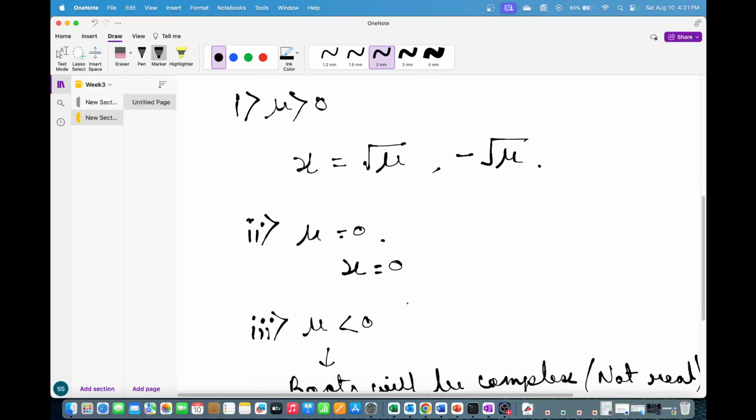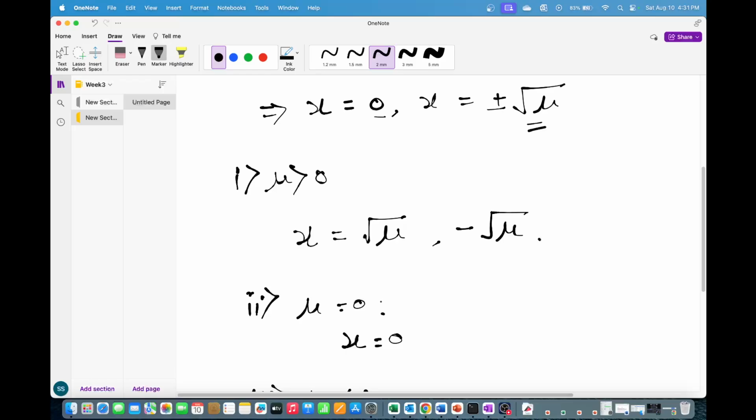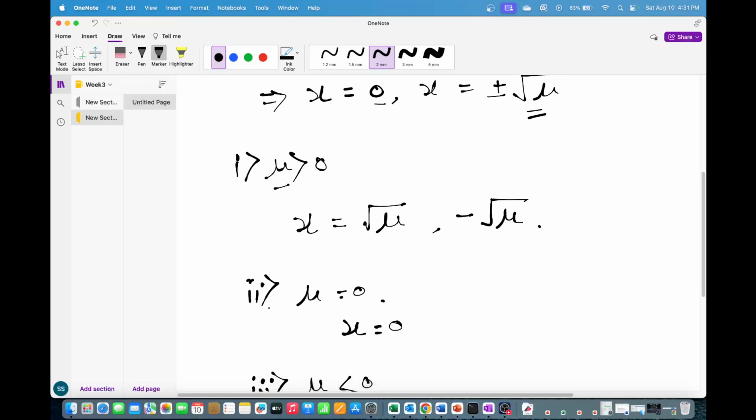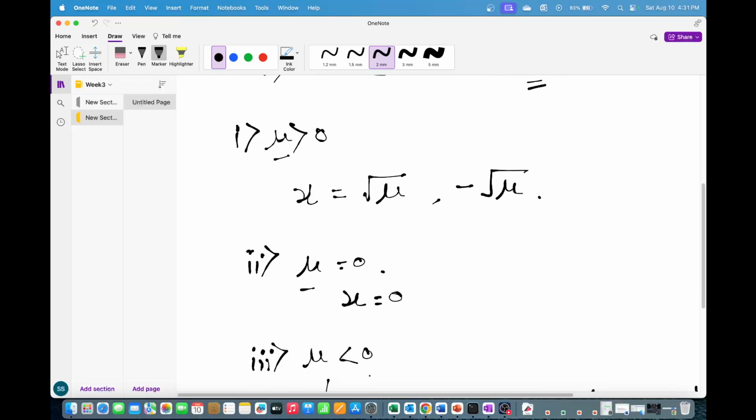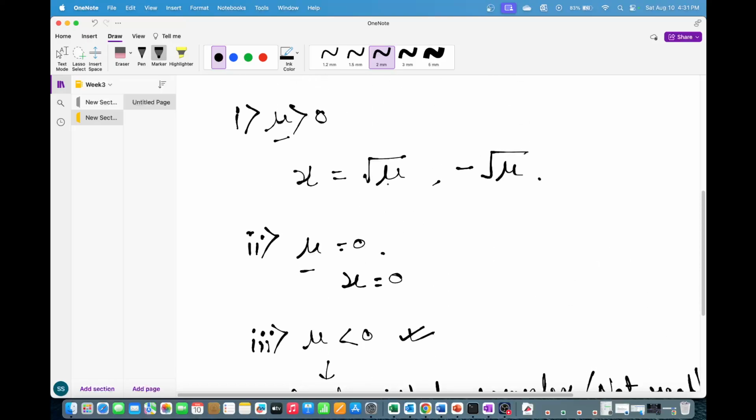So there are two possibilities for mu to happen. Either mu can be greater than 0 or mu can be equal to 0, because if mu is less than 0 you will have complex roots, and a biological system can't have complex roots. x cannot be complex, since x is a concentration of something or anything else you are modeling, so x cannot be a complex number. So the last one is not possible. So mu can be either greater than 0 or equal to 0.